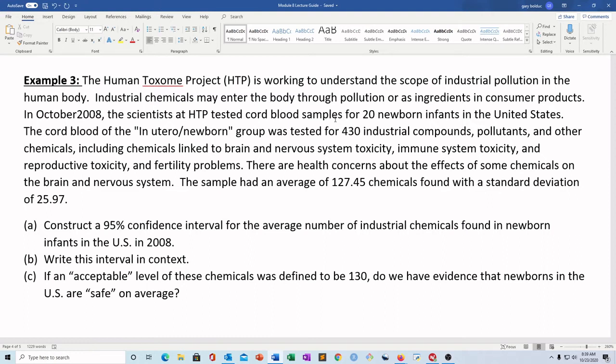Okay, so we're interested in looking at the number of chemicals in this certain list that we can find in newborns. We did our sample of 20 newborns, right? And we found an average of 127.45 chemicals in each of them. So the average per child in the 20 was 127.45 with a standard deviation of 25.97. So A tells me construct a confidence interval, 95%, and we're going to use the 2SD method here.